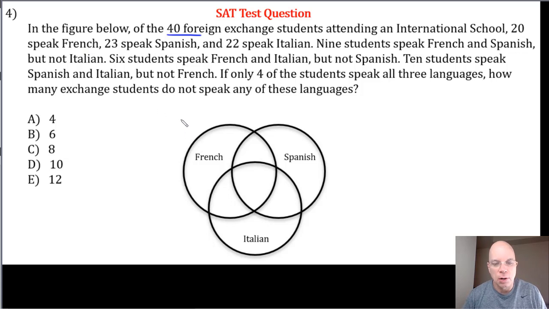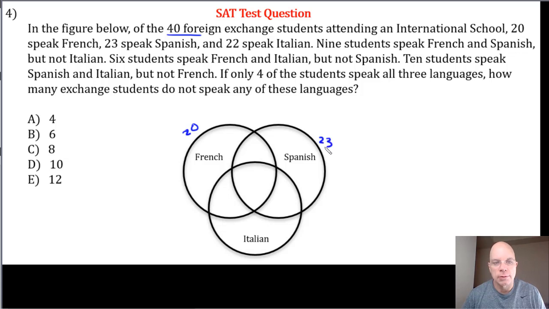And so the first thing you're going to be tempted to do, which you should not do, is to write a 20 right here. And the reason you can't do that yet is because some of these students who speak French may also speak Spanish or Italian or all three languages. So you really don't know how that 20 gets broken up into these four sections of the French circle. You just know that 20 speak French, so sometimes I like to put a 20 outside of that circle just to keep track of that.